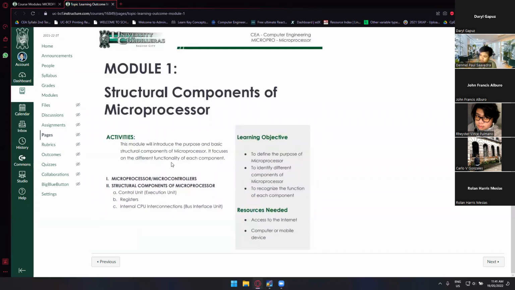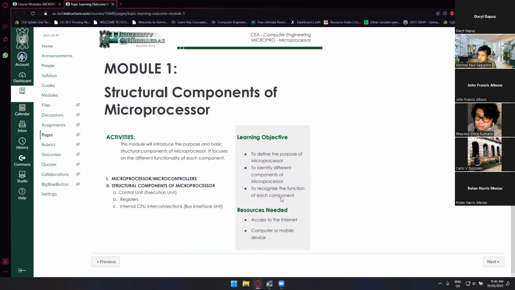So it focuses on the different functionality of each component. Okay, so the first topic is of course differentiating what is a microprocessor and what is a microcontroller and what are their parts, etc. And then we'll talk about the structural components of a microprocessor. What is a control unit or execution unit? What are registers? What is internal CPU interconnections, or sometimes you call that one bus, interface unit.